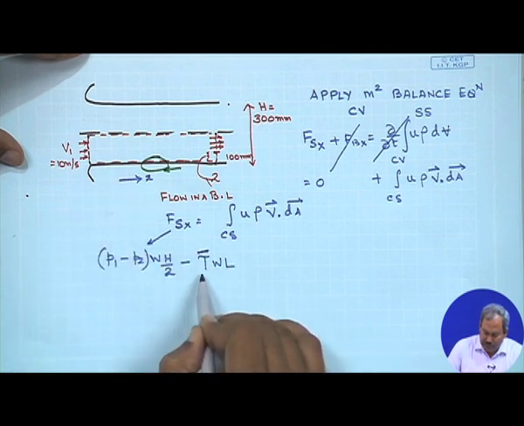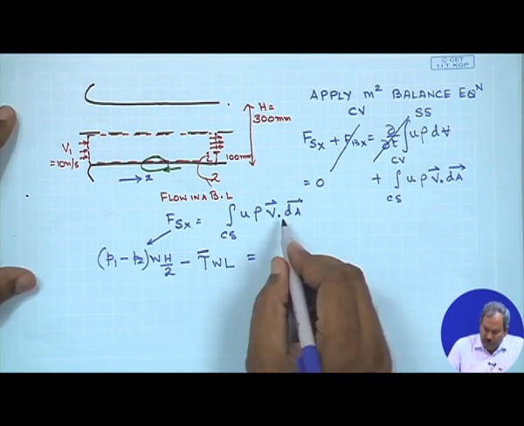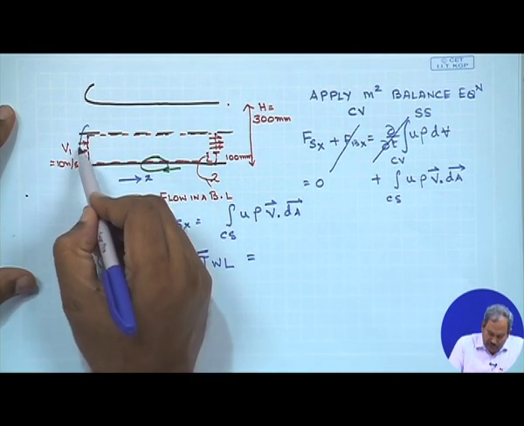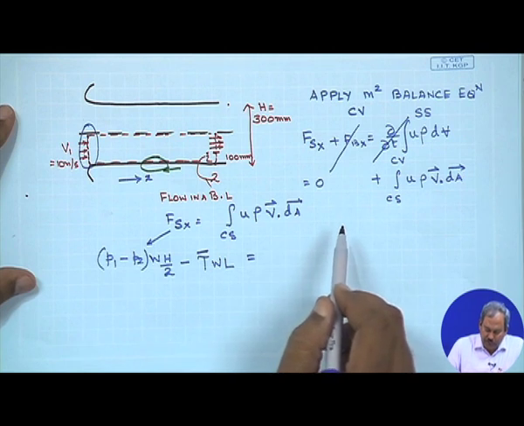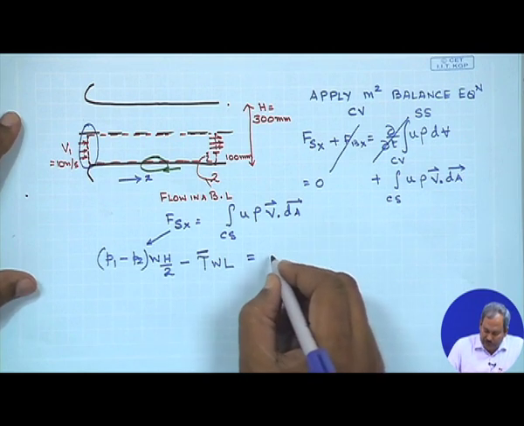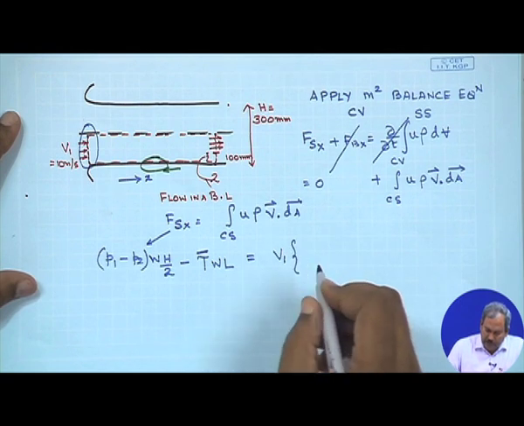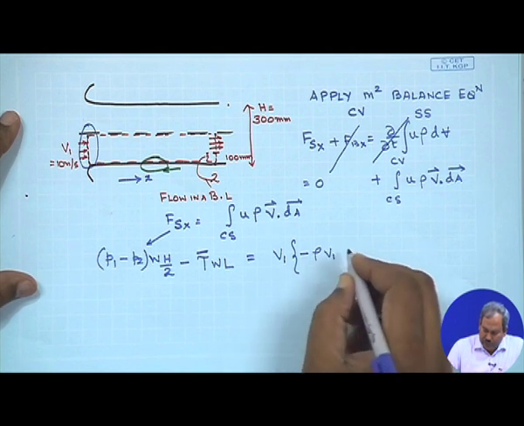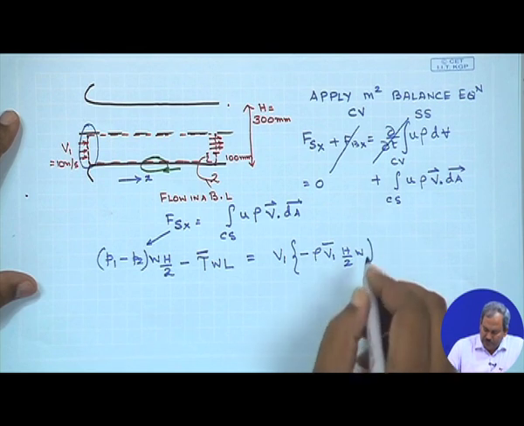So this tau bar is the one which we have to evaluate, and this is simply the wall shear stress. When I go to the right hand side, I am going to have some momentum which enters into the control volume through this point, and which can simply be equal to the velocity multiplied by the flow rate, which is rho v1 h by 2 times W.